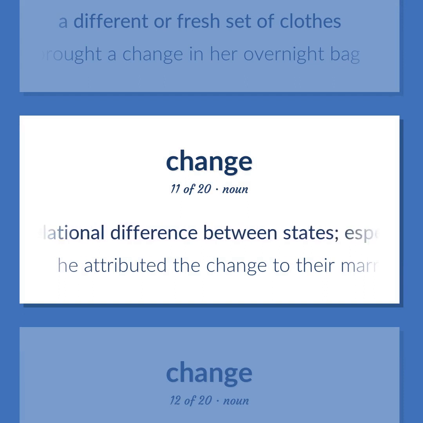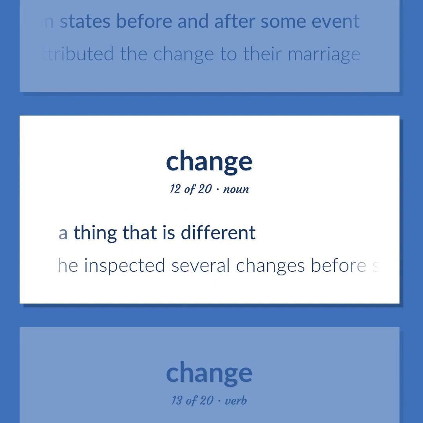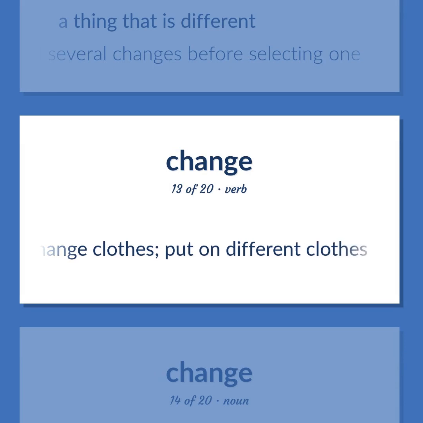A relational difference between states, especially between states before and after some event. He attributed the change to their marriage. A thing that is different. He inspected several changes before selecting one. Change clothes. Put on different clothes.